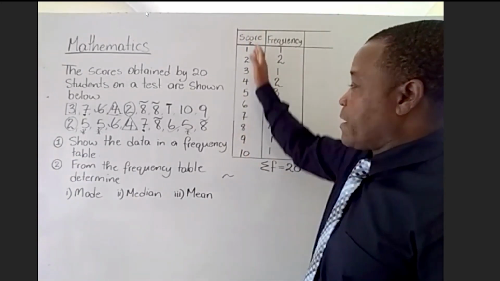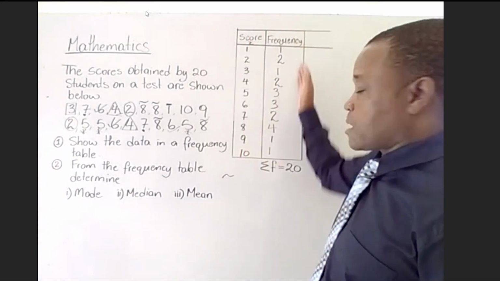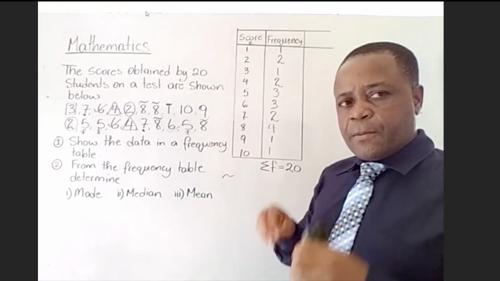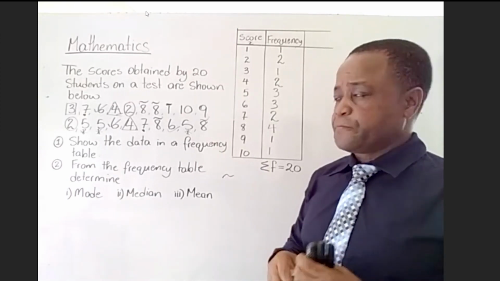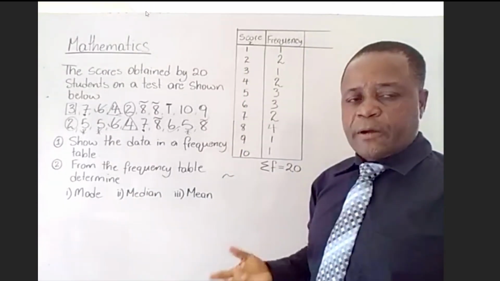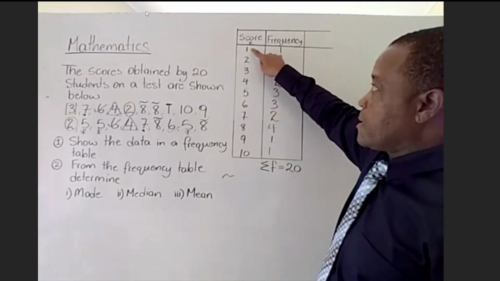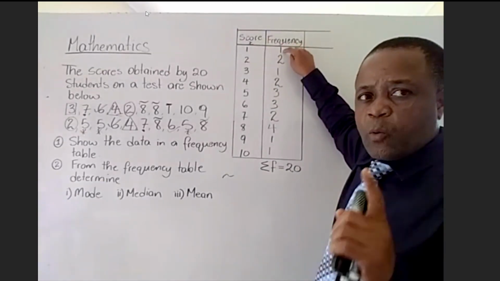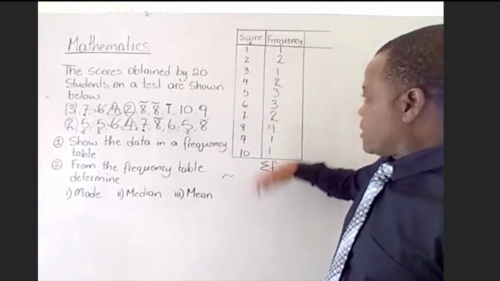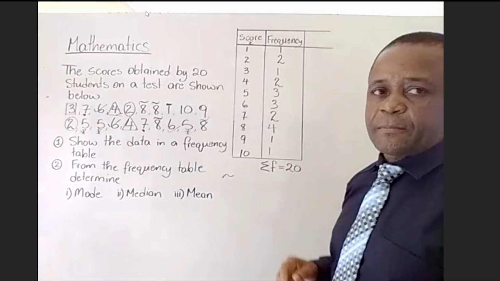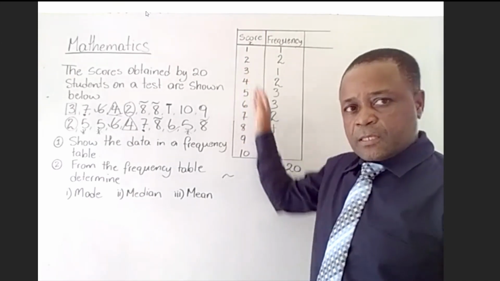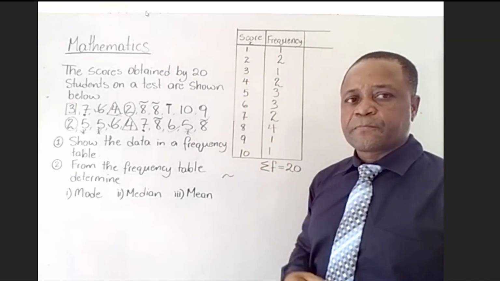Now, in this column here, we have our scores. In this column here, this will represent the frequency. Now remember, the frequency actually tells us how many times a particular score appears. So in other words, we're saying the score of 1 only appears 1 time. The score of 2 appears 2 times. So forth, the score of 7 appears 2 times. So the frequency indicates how often these scores over here appear.